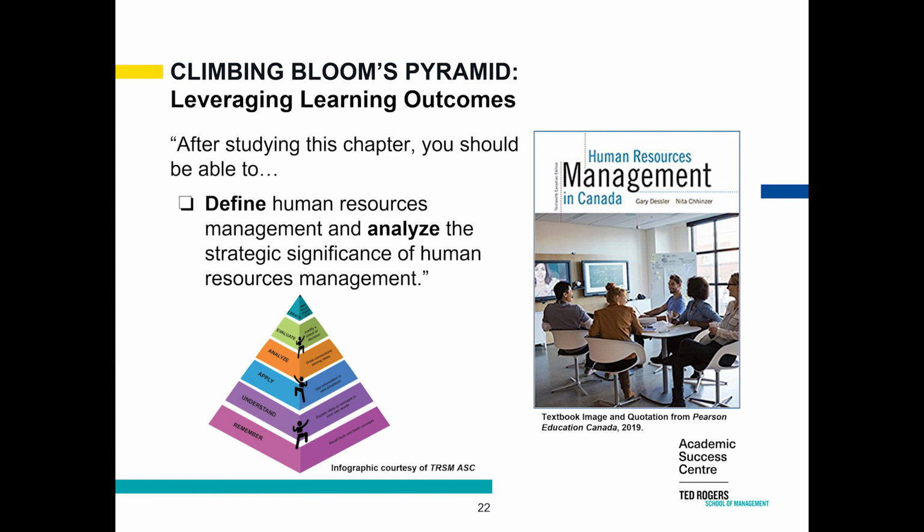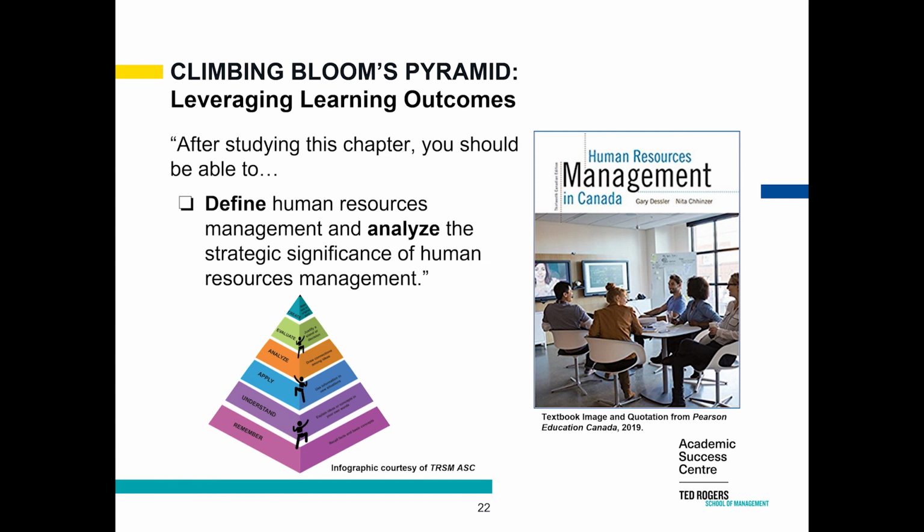As we discussed, each level of the pyramid is not independent. Upper levels of the pyramid require for you to understand and use the strategies from the preceding levels. For this example, because we're being asked to analyze the strategic significance of human resource management, we need to make sure we're also using the learning strategies related to remembering, understanding, and applying. So how would we do that?